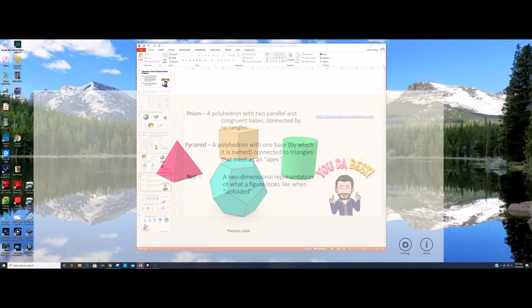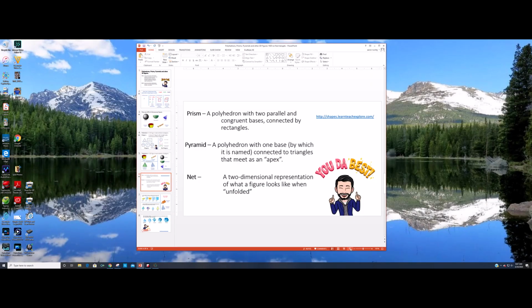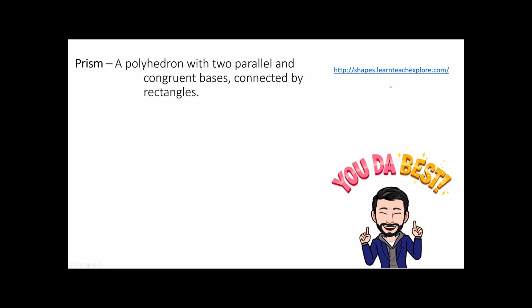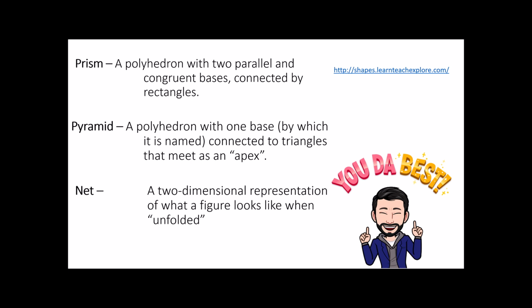What I am going to do is hop out of this program again. That was from shapes.learnteachexplore.com. Very, very useful tool. One of my favorite tools. Thanks to them for allowing us to use that.